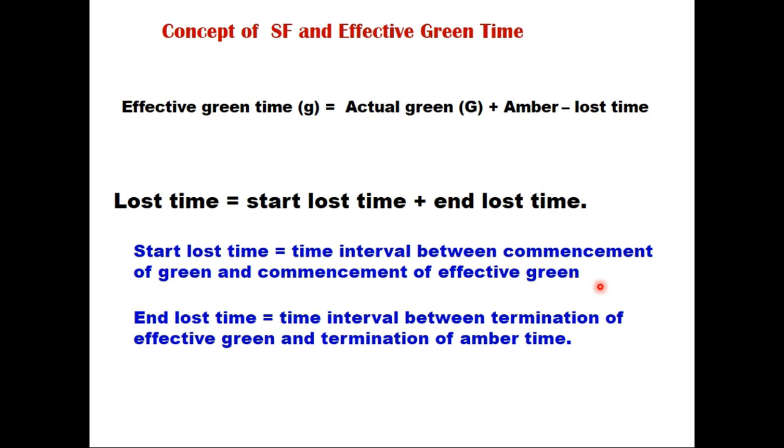So effective green time is green time plus amber time minus loss time, and loss time is start loss time plus end loss time. Start loss time is the time interval between the commencement of the green and commencement of effective green, and end loss time is the time interval between the termination of the effective green and termination of the amber time or start of the red phase.